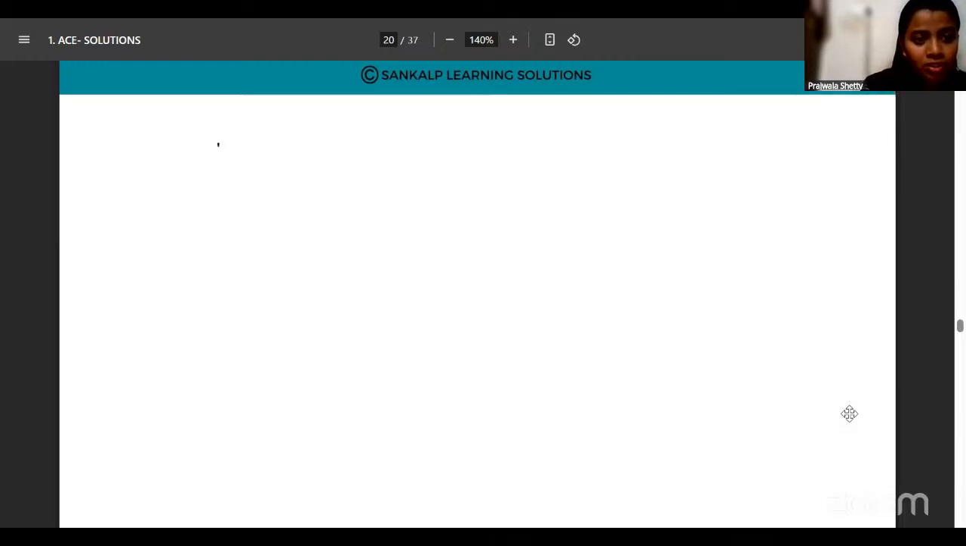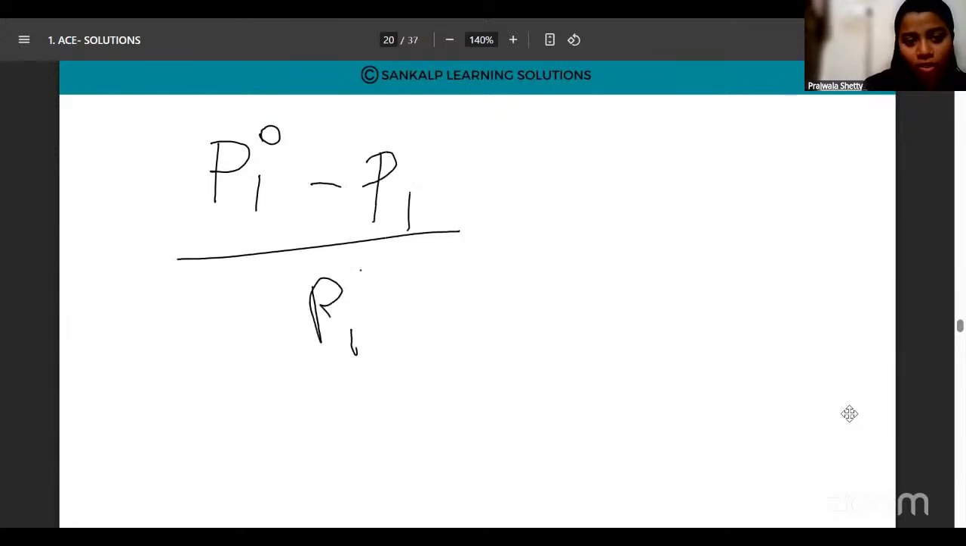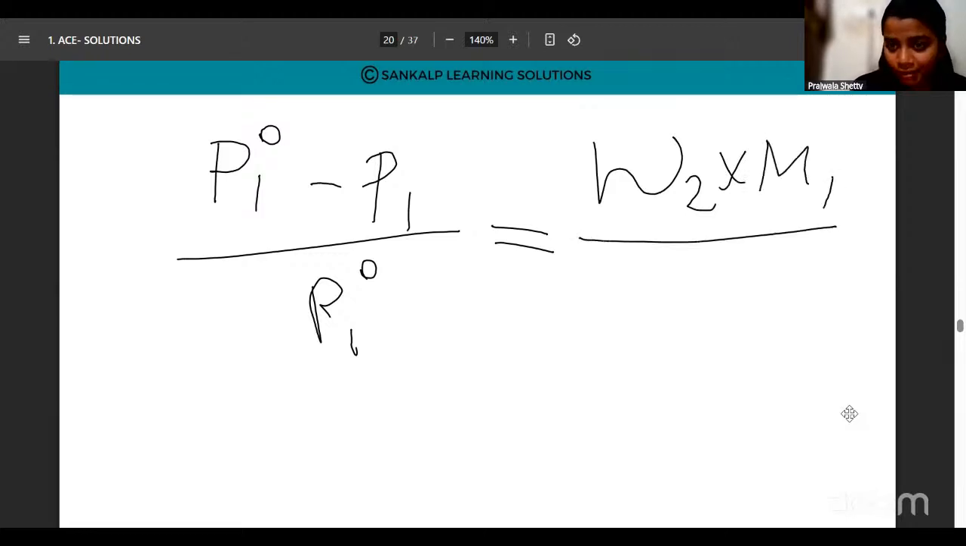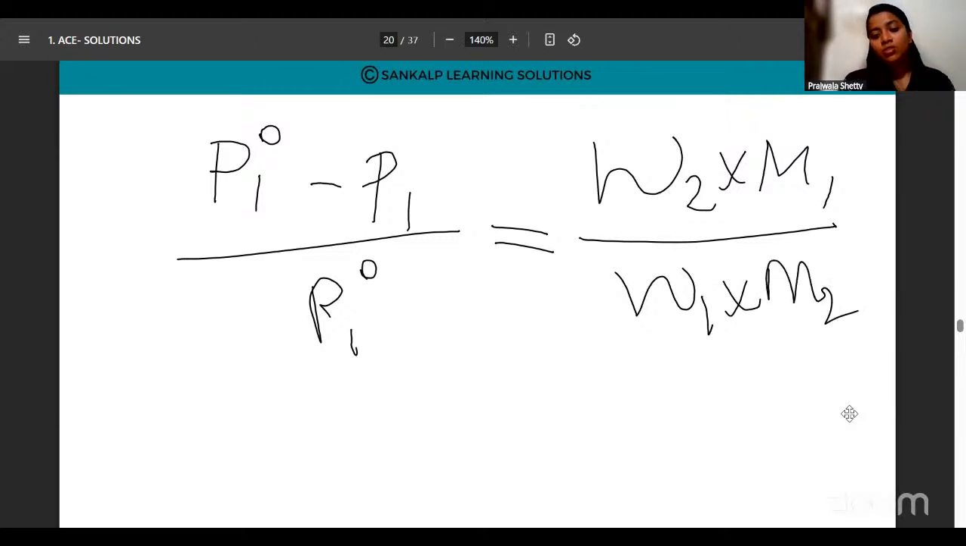It's better to remember this. P1 naught minus P1 divided by P1 naught is equal to W2 into M1 divided by, opposite to it, W1 into M2. Generally, you will have to find M2 in your normal calculations. In that calculation, just interchange M2 with all these things.